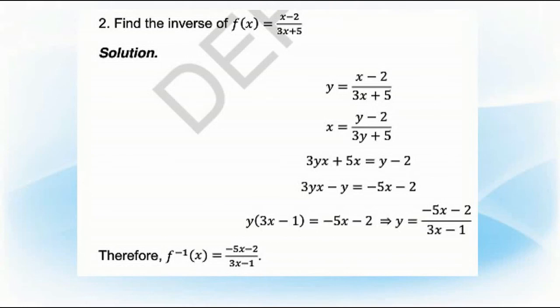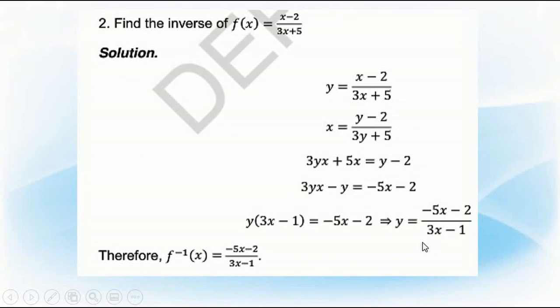Then let's multiply both sides of the equation by 3y plus 5. So that becomes x multiplied by 3y plus 5, which is equal to y minus 2. Then let's distribute the x. So that becomes 3yx plus 5x is equal to y minus 2. Then subtract both sides by y, because we are going to isolate the y variable. So that becomes 3yx minus y is equal to negative 5x minus 2.